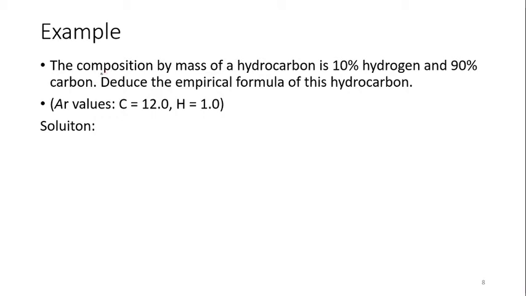Now let's move to using the composition by mass to deduce the empirical formula. Example: the composition by mass of a hydrocarbon is 10% hydrogen and 90% carbon. Deduce the empirical formula. So now I know the percent composition of each part of this compound. Now I need to know the empirical formula of this compound. So if I write here carbon and here hydrogen, I have 90% and 10%. My first step would be dividing by the relative atomic mass of each one of them. If I divide the 90 by 12, it would be equal to 7.5, and I divide the 10 by 1, which would be equal to 10.